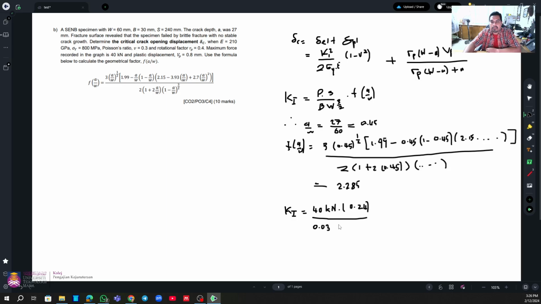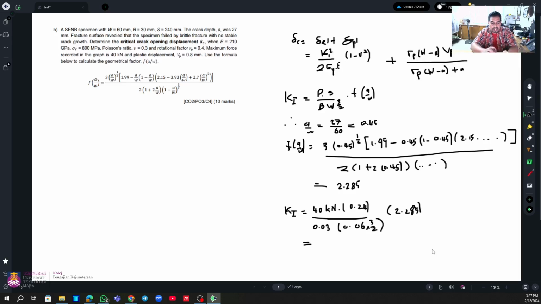Okay, and W is 0.06. Okay, and to the power of 3 over 2. It's not multiplied, so this is the power of 3 over 2, and you have to multiply by 2.285. Sorry, it's very annoying to use this kind of cursor. So if you want to calculate this one, we can try it. So I'm also trying it now.